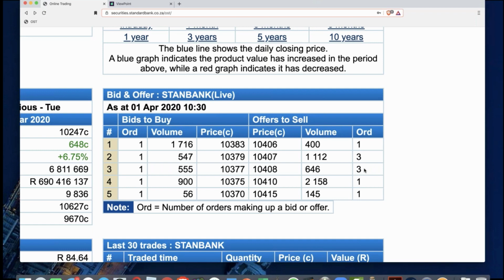How the process works is you would log on to your broker, in this case Standard Bank, and place a buy or sell order for a Standard Bank share. That order gets sent to the JSE, who then collate them all and send them back to this screen here.